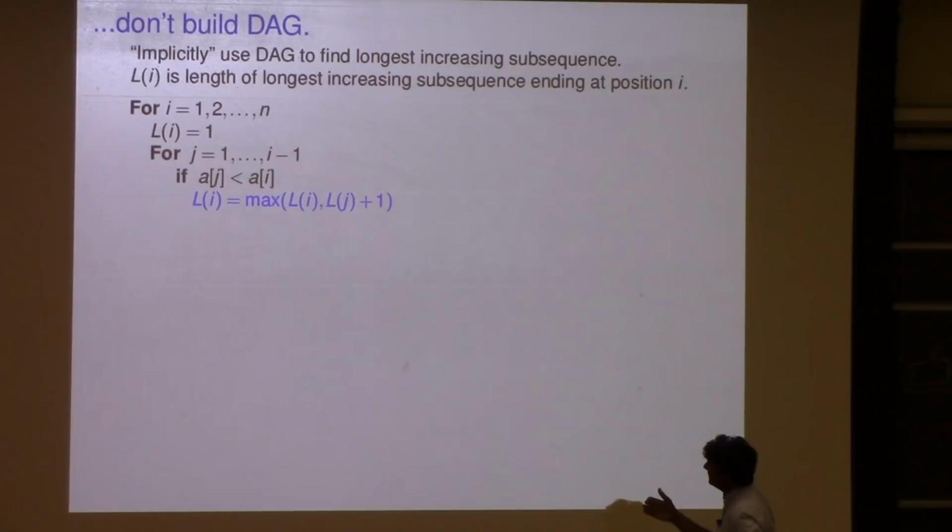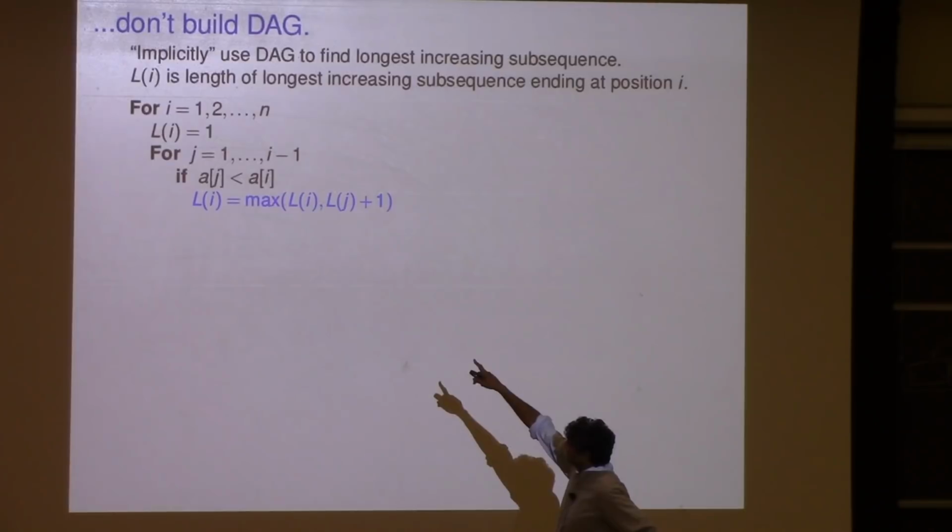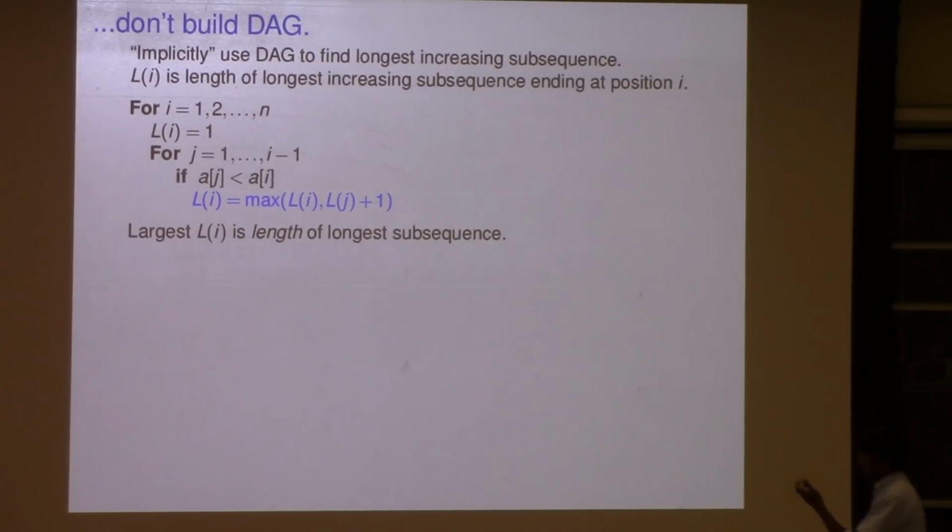It's saying L of I is the max of whatever I thought it was before. And initially, it's just me, my sequence just starting with me. Now, if I have somebody before me who's less than me, my longest subsequence is the largest of whatever I thought before, and that guy's subsequence length plus one more, me. That's what it's saying. The max is what I thought before plus me. Largest L of I is the length of the longest subsequence.